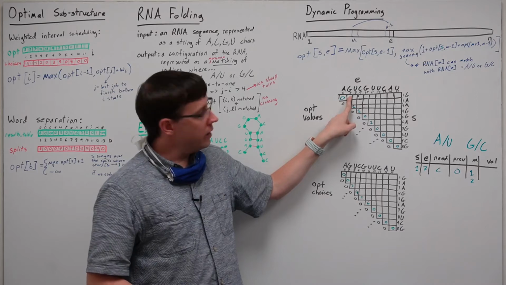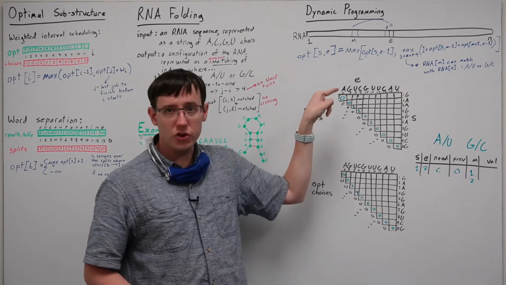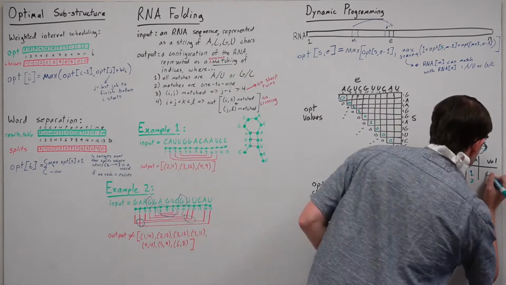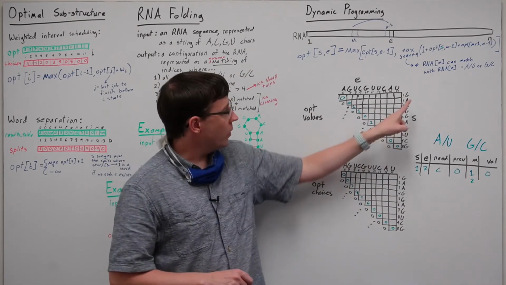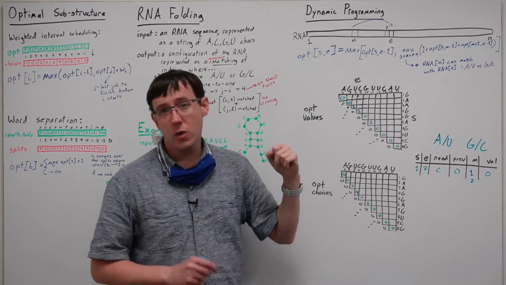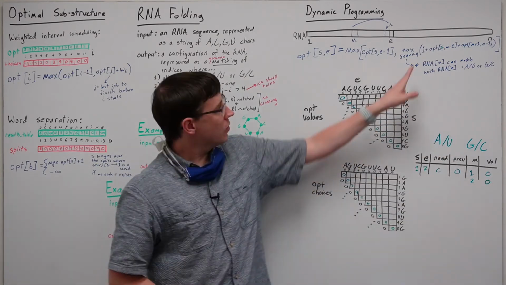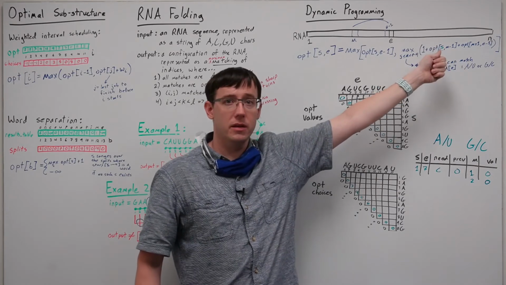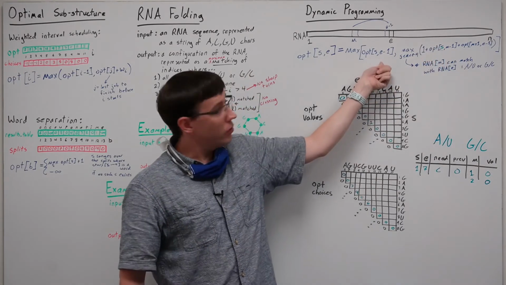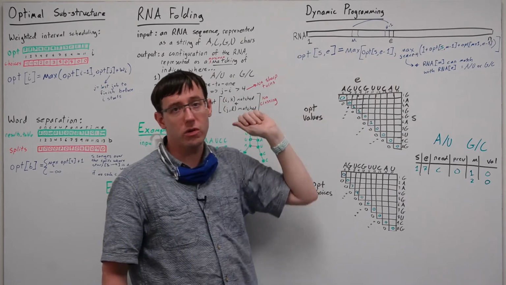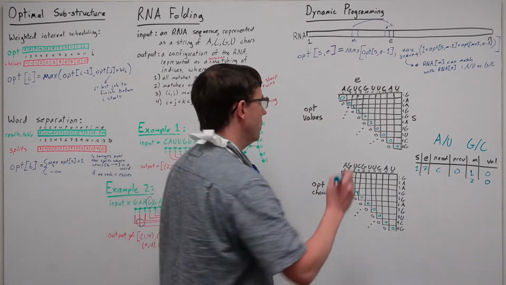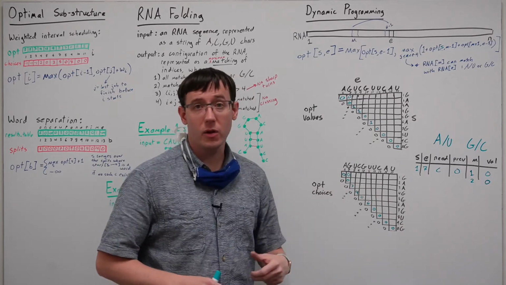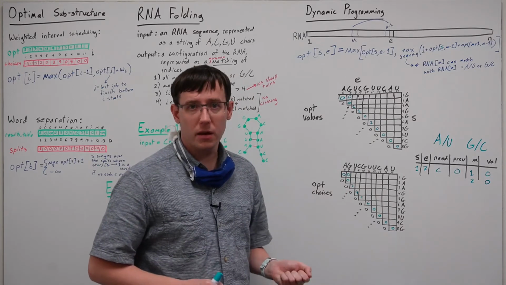When M is 1, we're trying to match G with G. That doesn't work, so we get an optimal value of 0. And when M is 2, we have an A and a G, which again don't match. So the maximum value for any M is 0, and the previous value was 0, so we fill in a 0 for the optimal value, and a 0 in the choices table, indicating that we didn't find a good split.